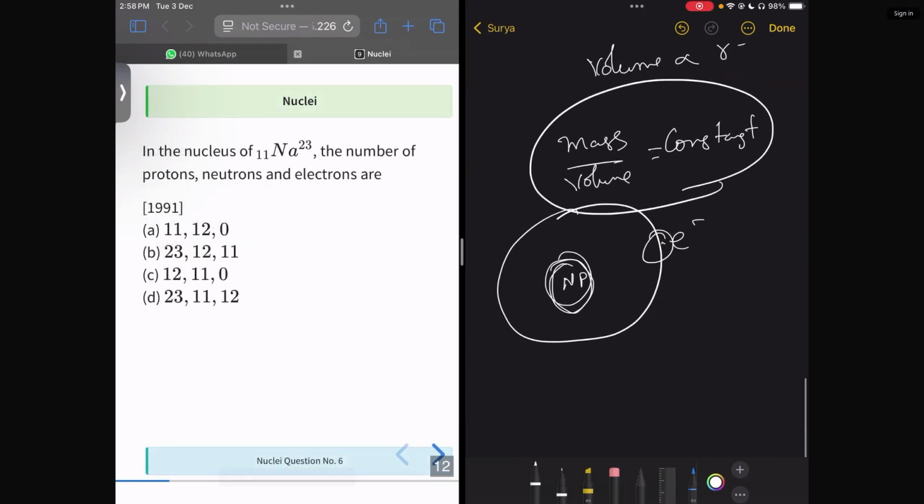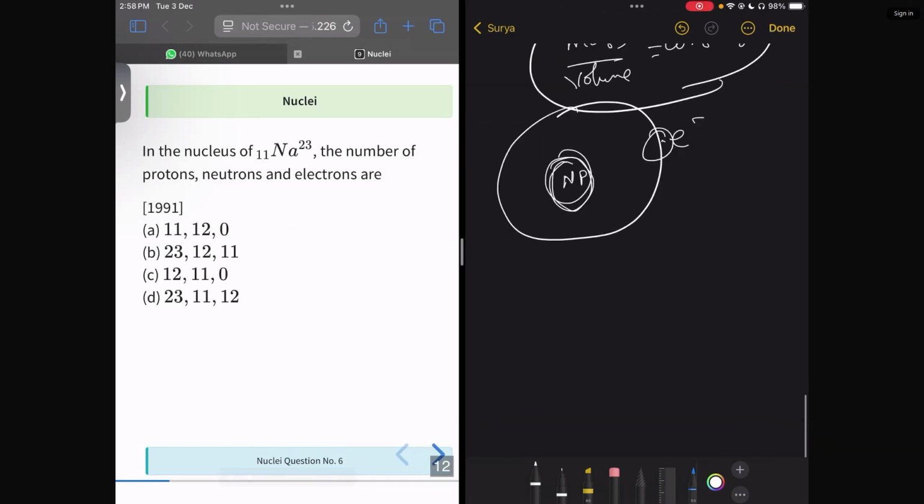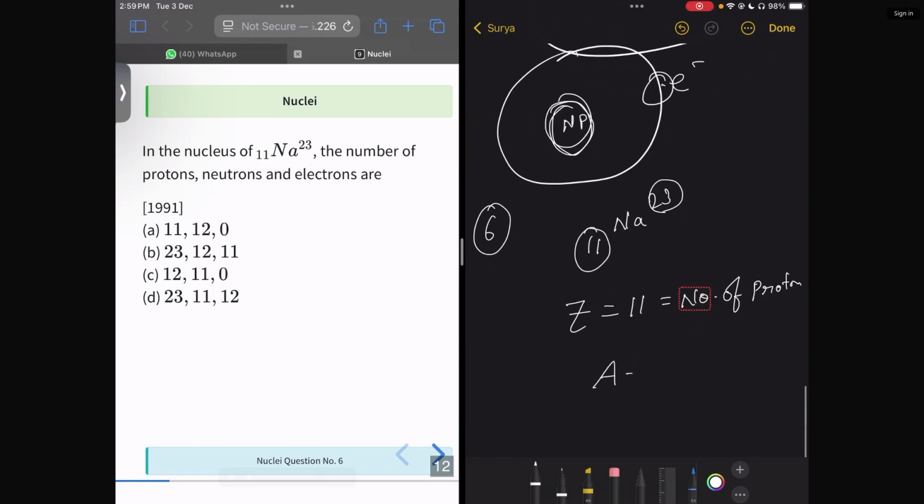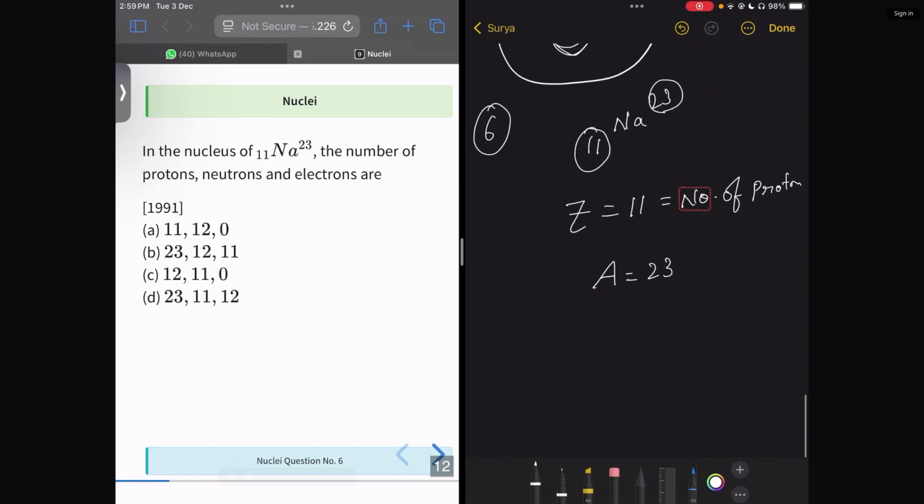Next question. In the nucleus of sodium 23, they are asking the number of protons, neutrons and electrons. So this is the Z, the number of protons, okay? And this is the total, the mass number. So A is equal to 23, mass number. So the number of neutrons will be A minus Z. So mass number minus Z, 23 minus 11. It will be 12. Okay.